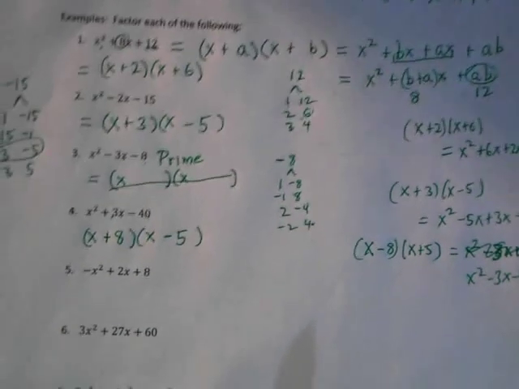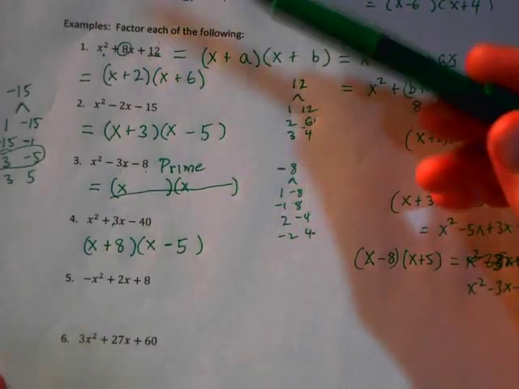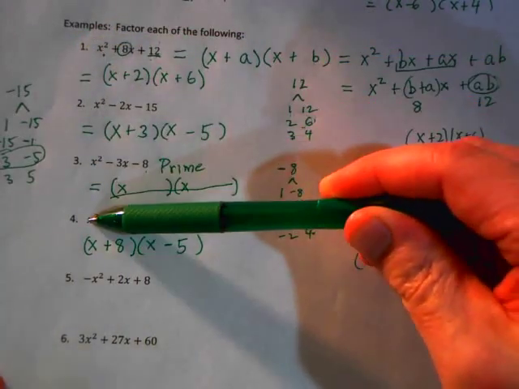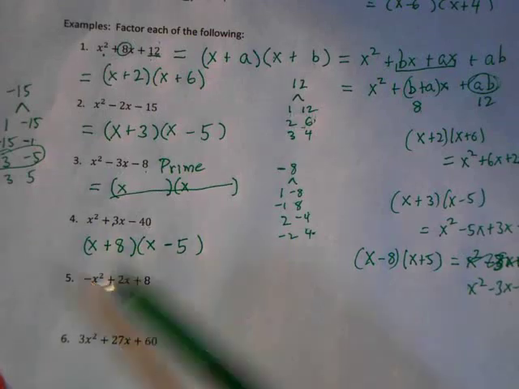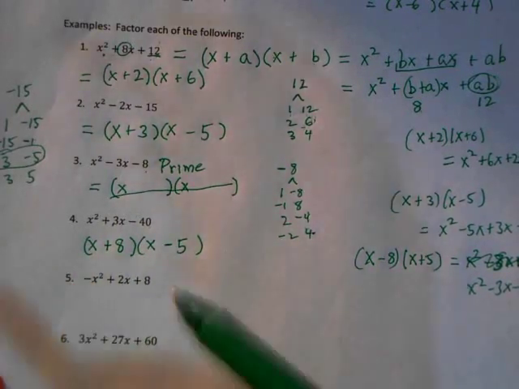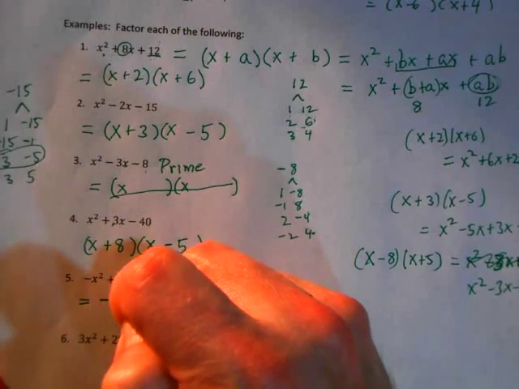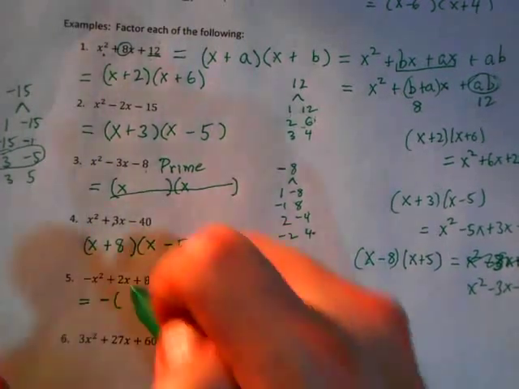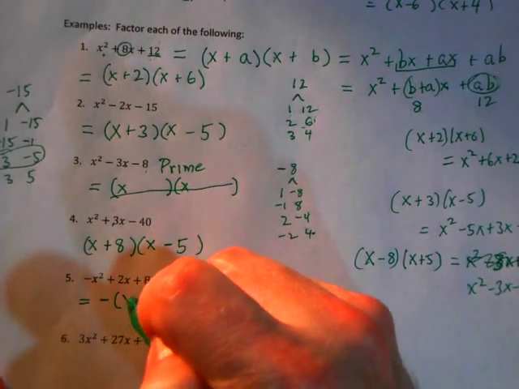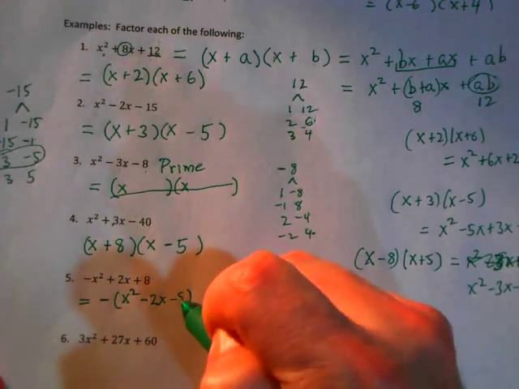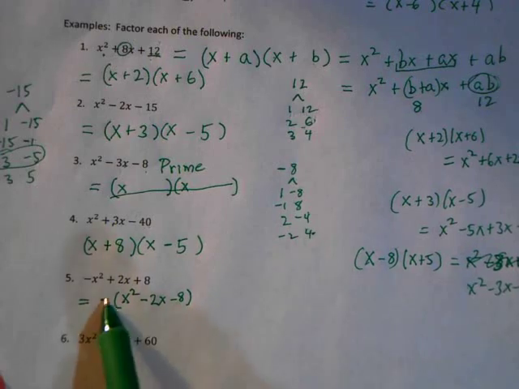All right. Now, you'll notice that in all the problems I did so far, there hasn't been any number out front. What do you do if there's something out front? Well, if there's a negative out front, we take out a GCF. So the first thing I'm going to do is take out a negative. When I take out a negative, that changes all the signs. That becomes x squared minus 2x minus 8. Because a minus and a minus would give me the plus 2x. The minus and the minus would give me the 8.